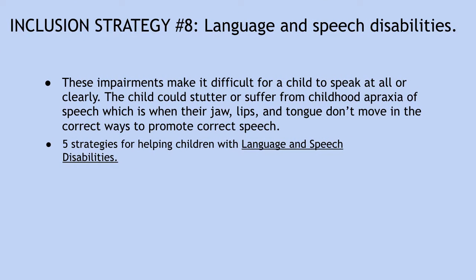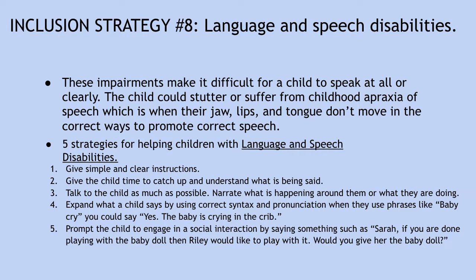And the 8th strategy I chose was ones for language and speech disabilities. These impairments make it difficult for a child to speak at all or clearly. This could mean a stutter, or they could suffer from childhood apraxia of speech, which is when their jaw, their lips, and their tongue don't move in the correct ways to promote correct speech, so they're not going to be able to talk correctly.